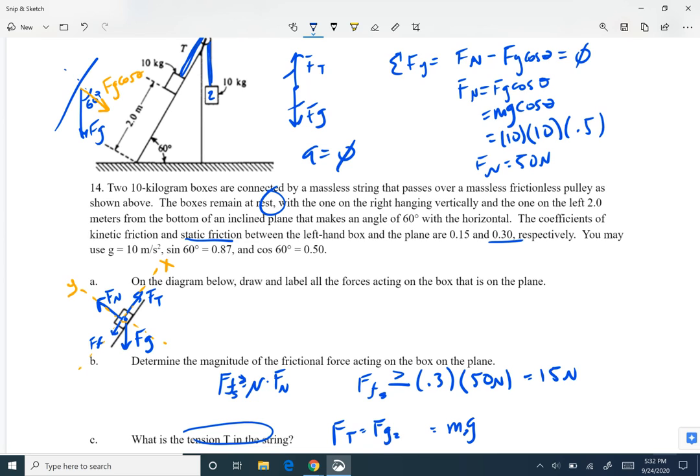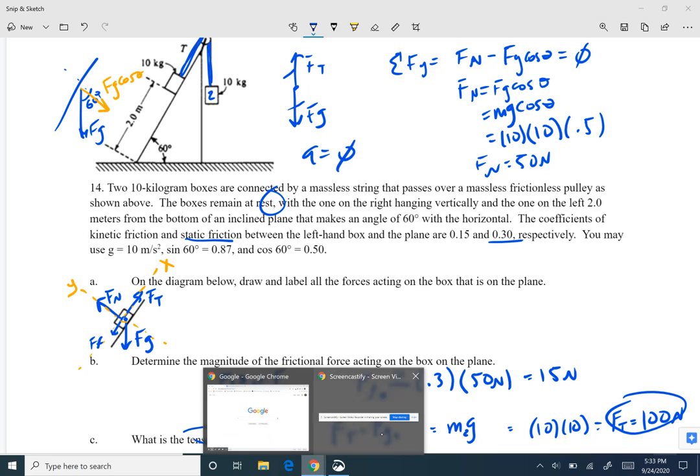So we can plug in. It's going to be m2g, because it's our second mass, which means that it's going to be 10 kilograms times 10 meters per second squared. Force tension equals 100 newtons. The problem looked complicated. It was totally doable. Okay? Hope this was helpful.